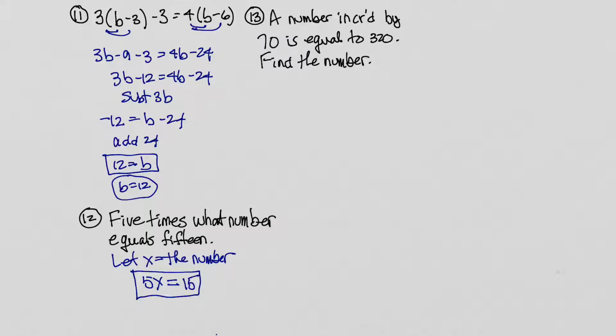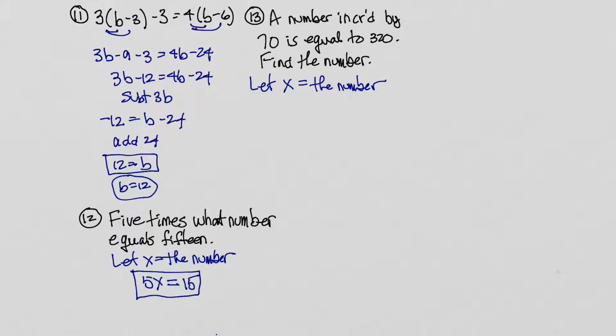Now we're going to not only translate, but we're going to use our skills to actually find the number. So let's translate first. Here's what we have. A number is increased, my abbreviation for increased, a number is increased by 70. And that result is 320. So let's start here. We need to always start by introducing a variable. So how about x or n or any letter you like? Let x equal the number.